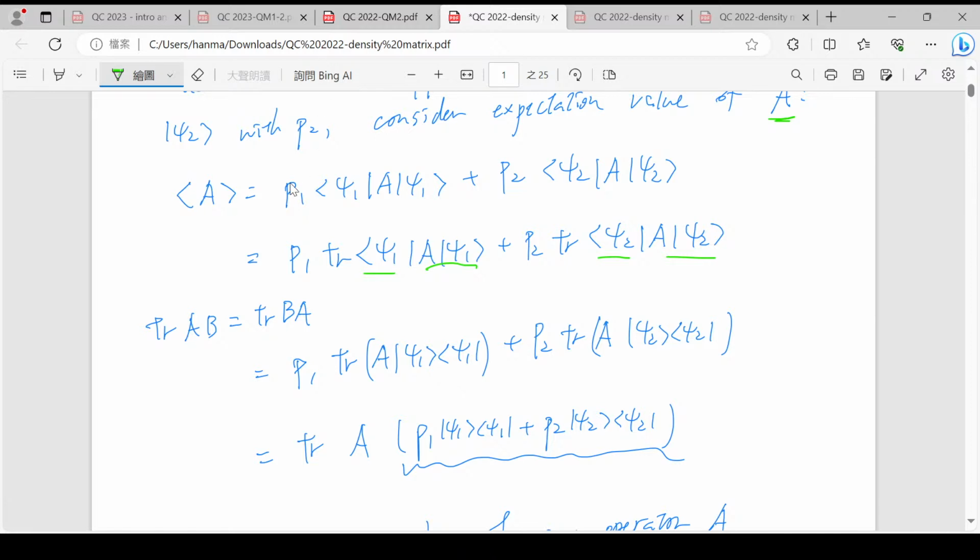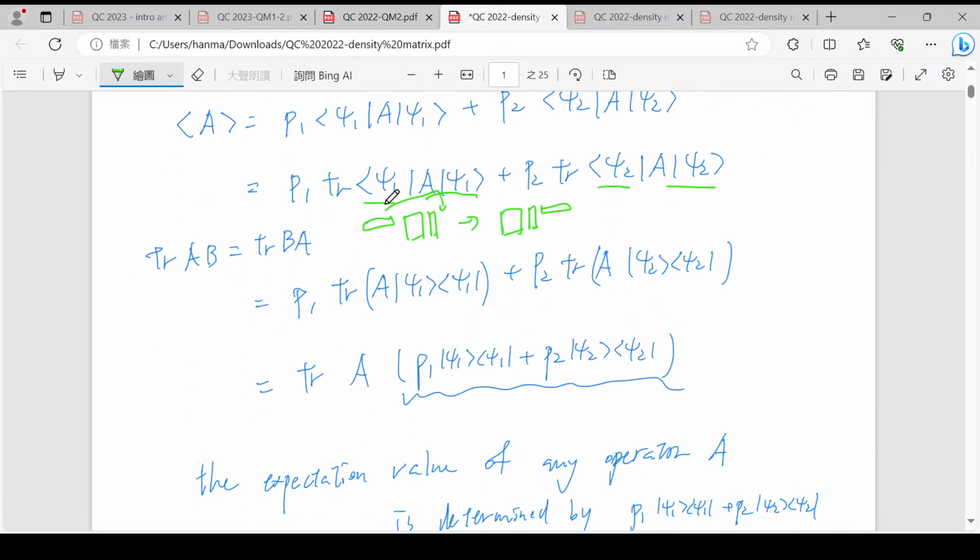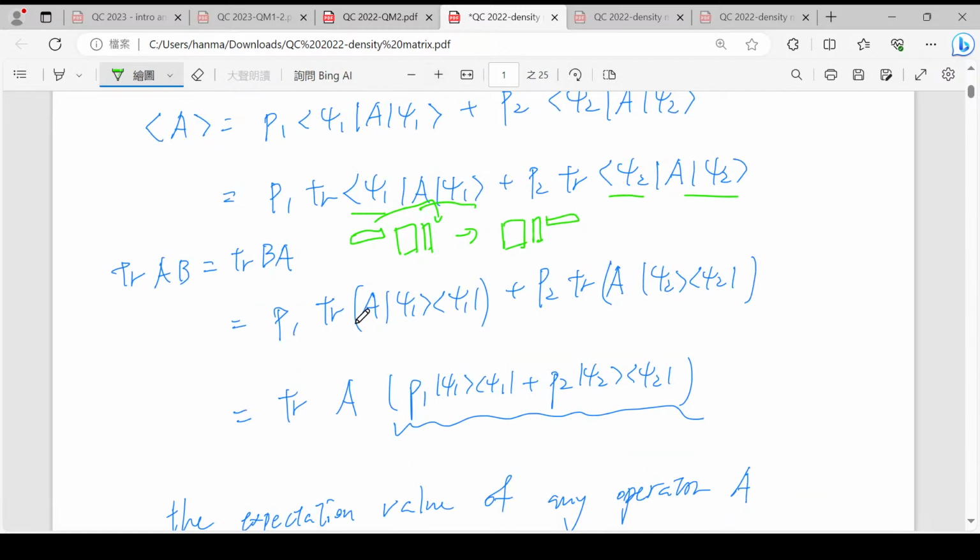We move this one to here, so now we have A and then psi 1 like this. After we do this funny operation, the trace is not doing nothing anymore, because now we actually have an n by n matrix, where n is the dimension of the Hilbert space. So we do this cyclic thing, and now we're actually tracing over actual matrices.